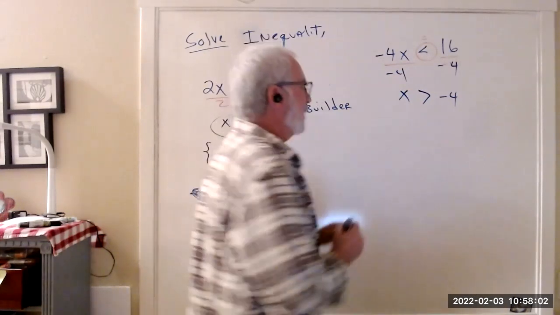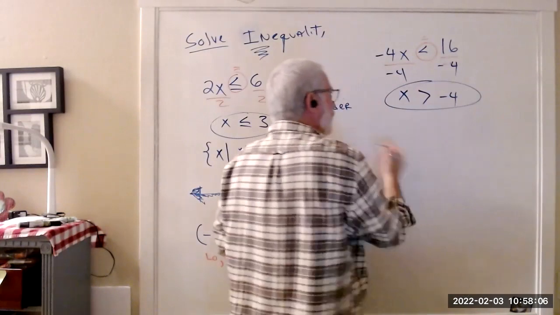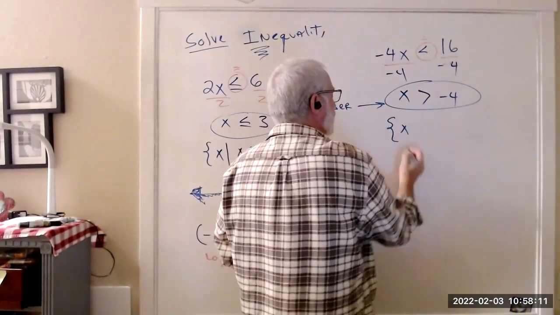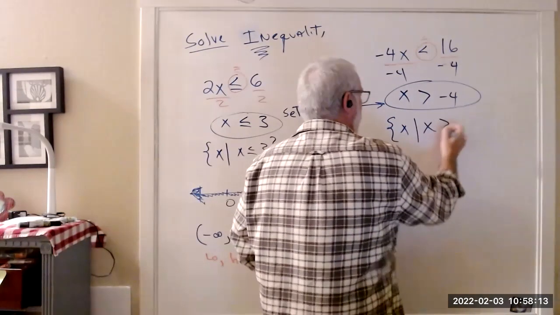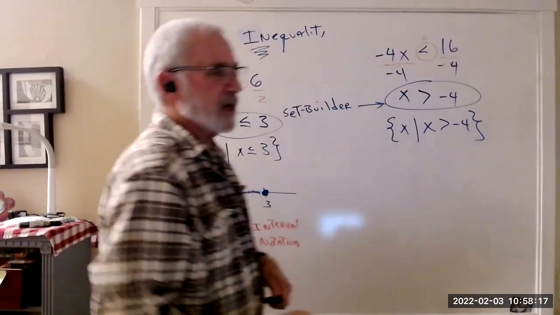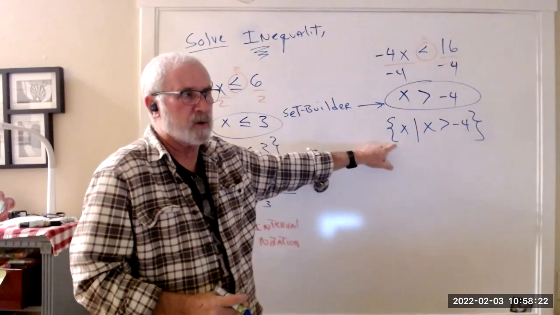Okay, a little bit of math there. So this is our answer. It is set builder. The better way is the set of x bar x greater than -4. But I'm not sure anybody even uses that anymore. That's a fancier, more traditionally correct way.